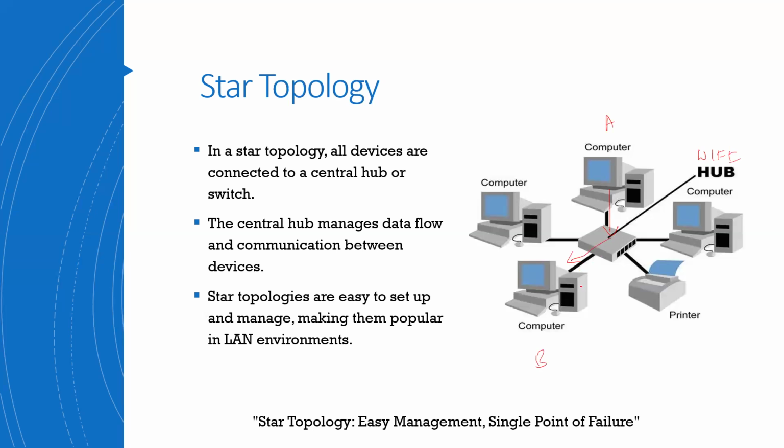What if this hub got disconnected? What if this Wi-Fi router got disconnected or has some issue? Then we may not be able to communicate. The whole network can't communicate because it is a central hub. So star topology is easy to manage, but there is a single point of failure.